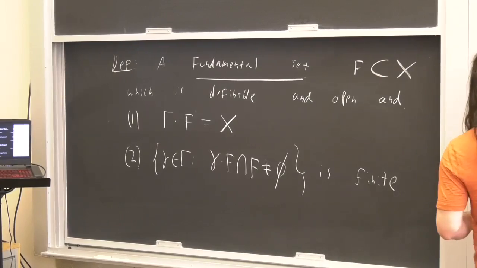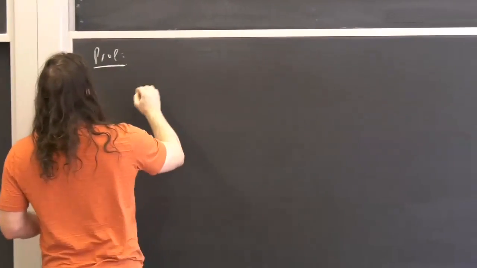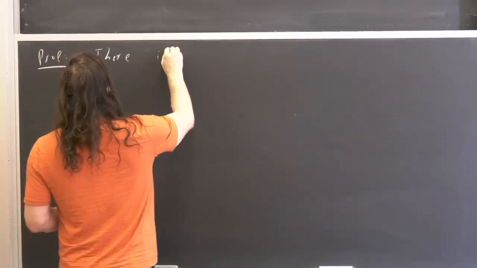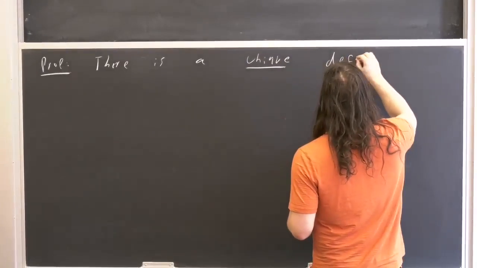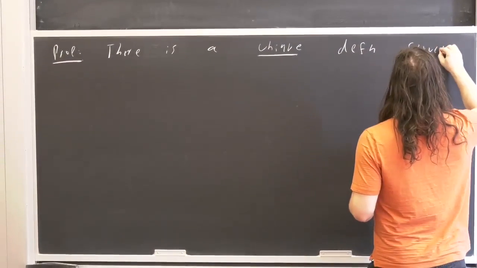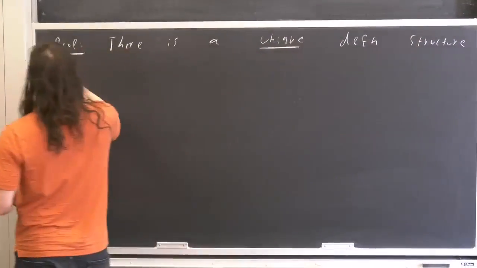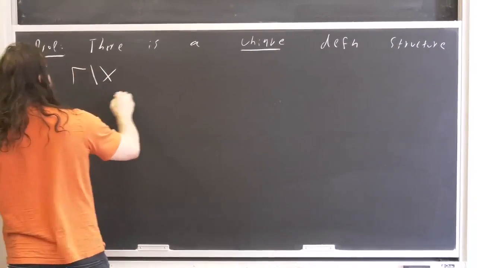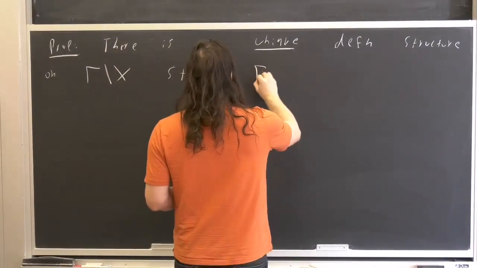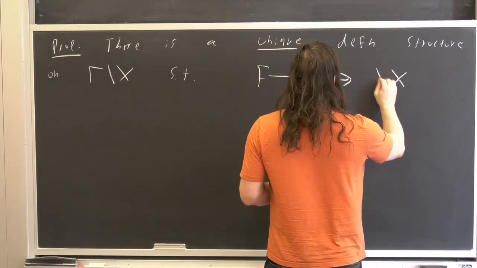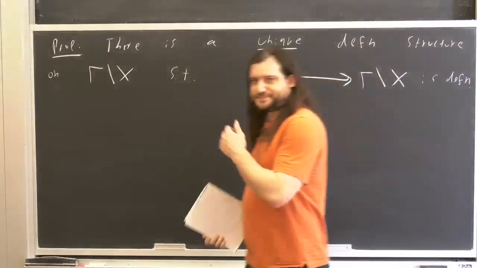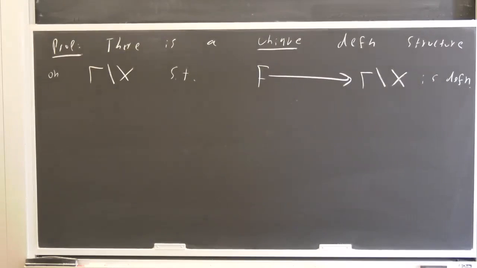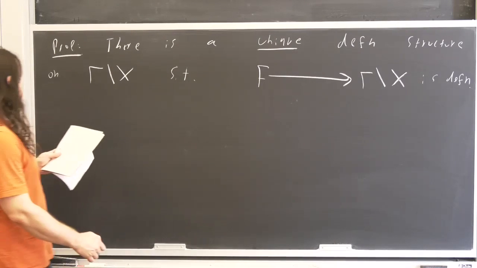And then the statement: there is then a unique definable structure on the quotient such that the map from F to X mod gamma is definable. Okay. And so to give such a definable structure is just to find a fundamental set F like this.